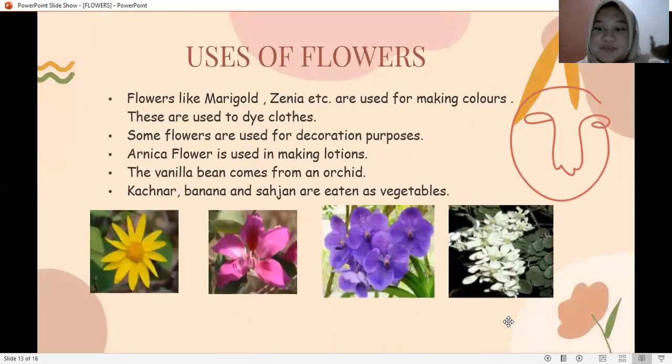Uses of flowers. Flowers like marigold, zinnia, and etc. are used for making colors. These are used to dye clothes. Some flowers are used for decoration purposes. Arnica flowers are used in making lotions. The vanilla bean comes from an orchid. Kachnar, banana, and sajan are eaten as vegetables.